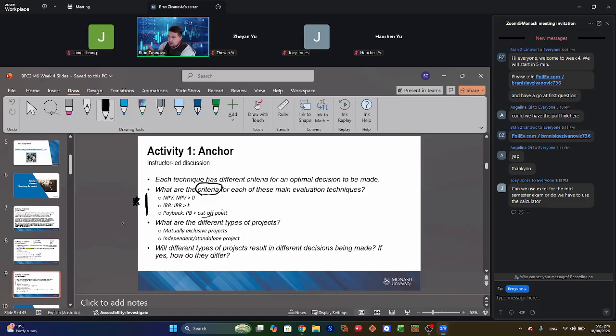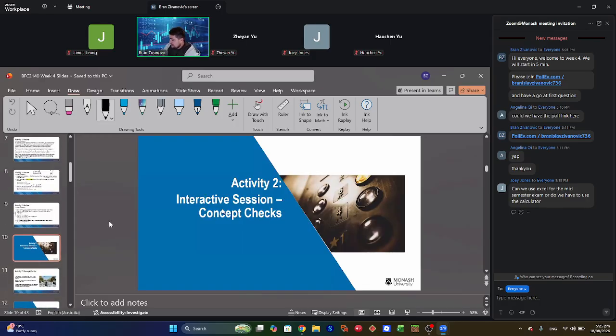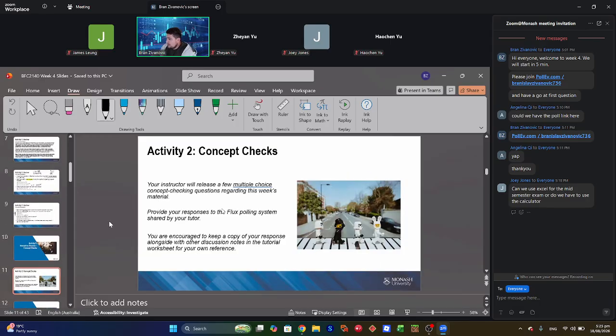Like you as the potential restaurant owner, you can say, hey, I want my money back in 2 years. If I don't get it, well, maybe I won't pursue the investment and so on. So those are some of the things that we're going to look at and work through in each of the questions in today's class. So let's have a look.